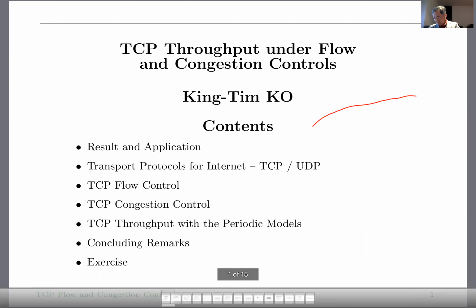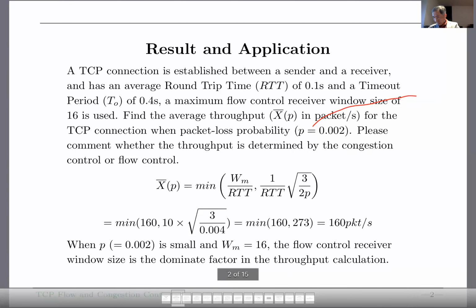And then the result is this relationship. That is the minimum of the flow control component and the congestion control component. This component is due to flow control. This component is due to congestion control. So I will derive some of those results for you today.